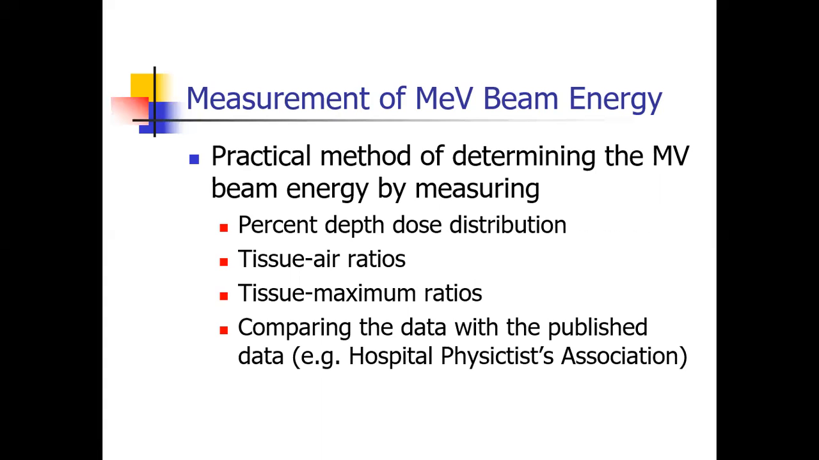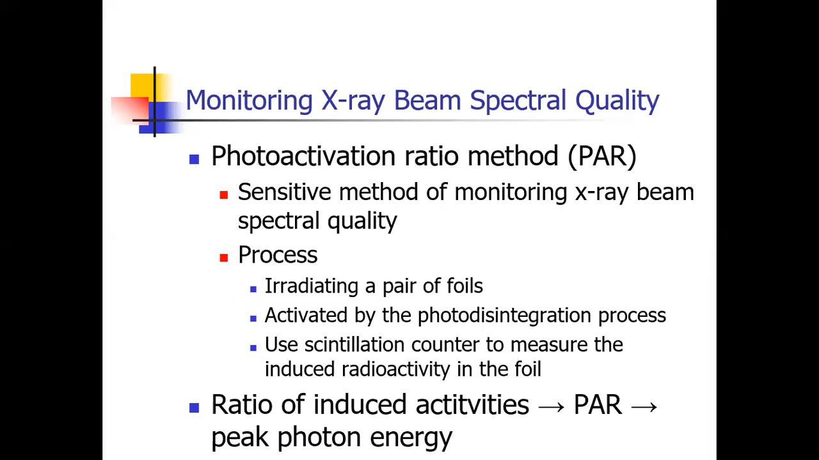Practical method is done by using PDDs, percent depth dose, or TARs, tissue air ratios, all of which we have not gotten into yet, but we will. So this is just a very high level discussion of this. TMRs, or tissue maximum ratios. And we're going to compare the data with published data, like in the Hospital Physicists Association, or whatever your physicist is using now, in order to be able to determine that.